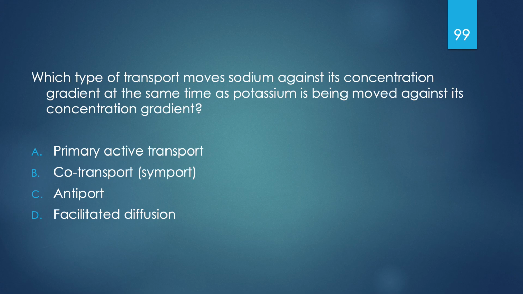Well, we can rule out facilitated diffusion right away, and cotransport would have 2 things moving in the same direction. Antiport is a tempting option because we have 2 substances moving in different directions. But because we're having these substances both move against their concentration gradient, we are thinking immediately of the sodium-potassium pump, which gives you the correct answer of A, primary active transport.